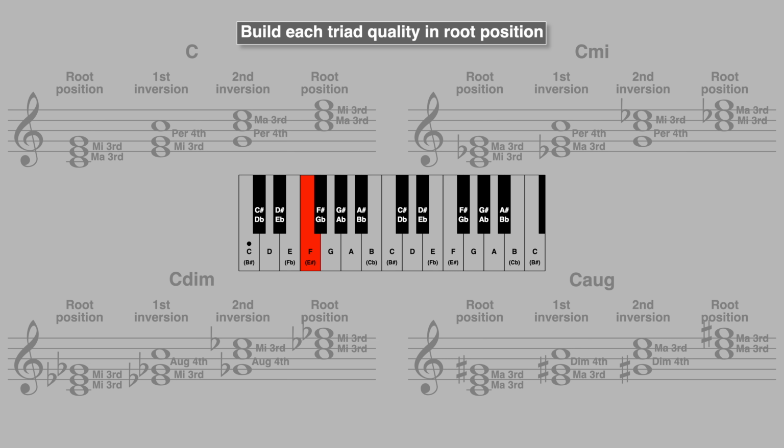The type of the two stacked internal third intervals will determine the type or quality of chord. The fifth interval is the result of the two stacked internal third intervals. We know the required type of internal third intervals for each triad quality in root position. So we just need to create these internal intervals from the new root F. When counting the number of half steps, we count up from the bottom note. For example, from the note F to the note F sharp is a half step. This equals a minor second interval.